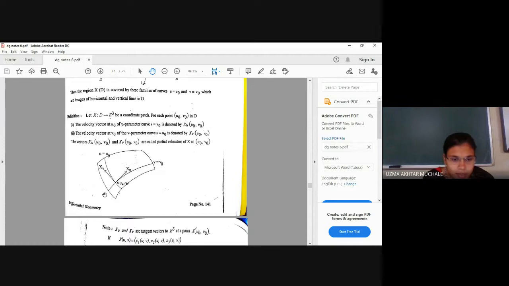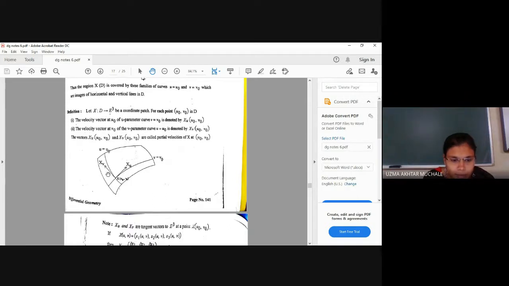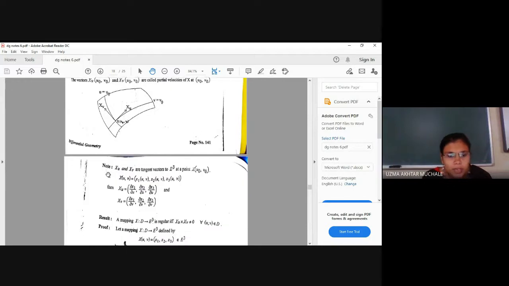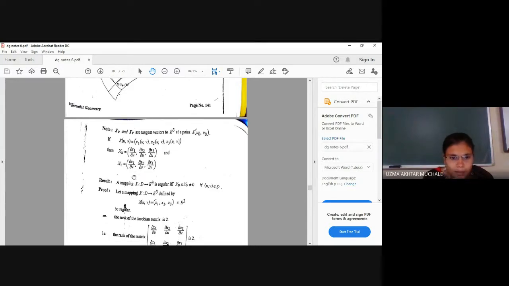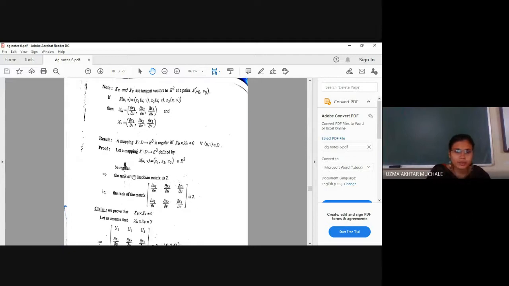There is a change in variable u and you have to differentiate with respect to u. So this is called a derivative or a velocity vector of u parameter curve, and this is the velocity vector of v parameter curve. Okay, how to find this? Xu means you have to differentiate with respect to u. Xv means you have to differentiate all the functions with respect to v. Okay. Now let us go for the result.